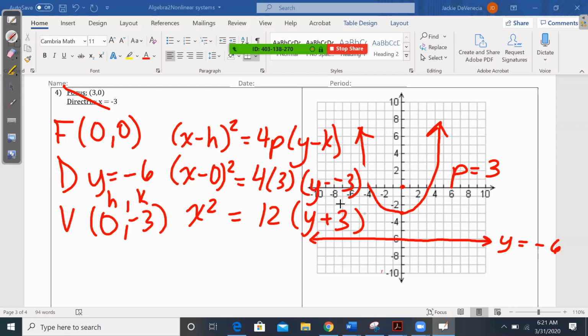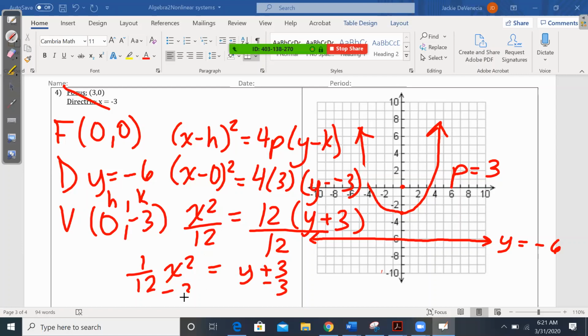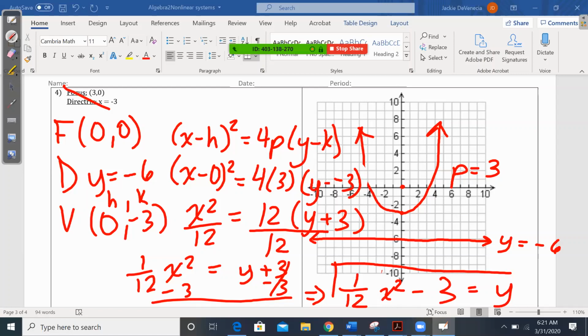And then we can go ahead and start isolating this y over here. So I'm going to divide both sides by 12. 1/12 x squared is equal to y plus 3. Subtract 3 on both sides. And your equation should look like 1/12 x squared minus 3 is equal to y. And that's your new equation.